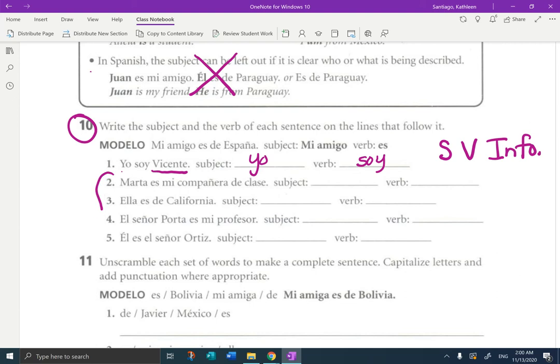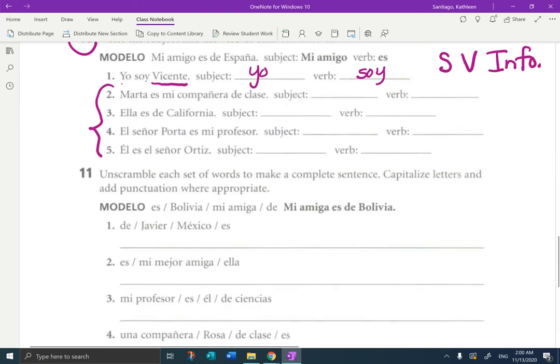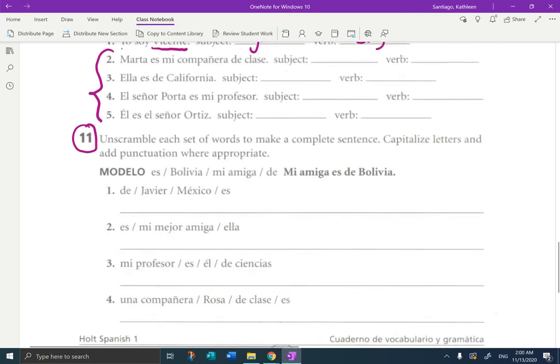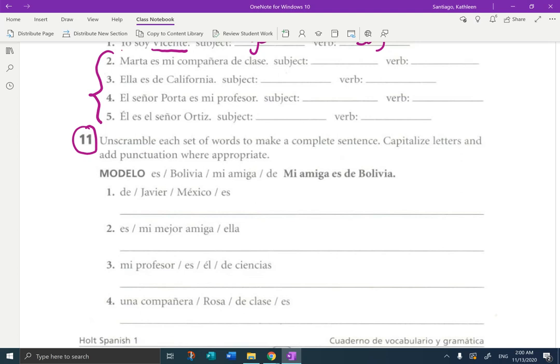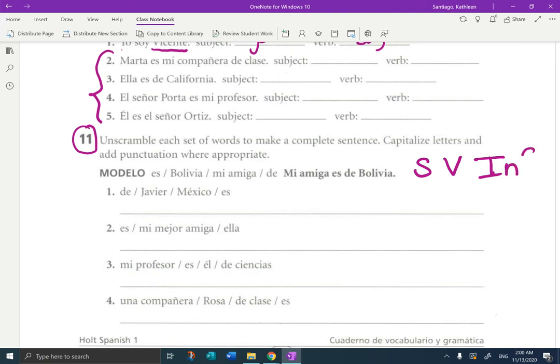So that gives you dos, tres, cuatro, and cinco to finish. And uno is what we modeled above. Unscramble each set of words to make a complete Spanish sentence. Capitalize letters and add punctuation where appropriate. So we've got de Javier, Mexico, es. So subject, verb, information. That's the order you should be going in. Okay, so we're going to start with the subject. Here the subject is the person. So Javier.